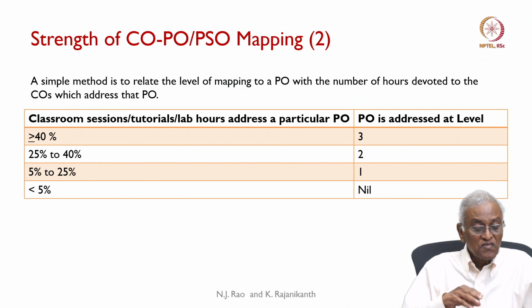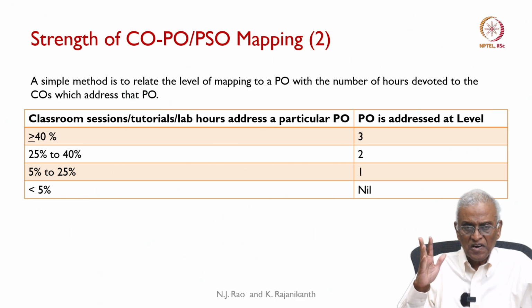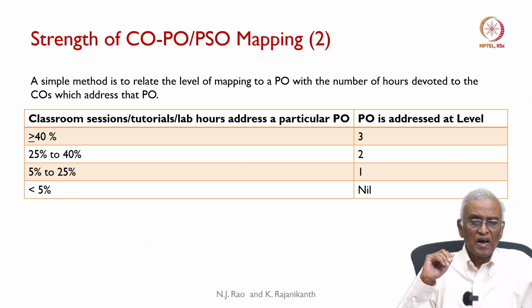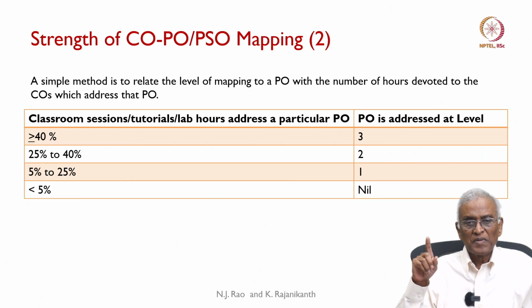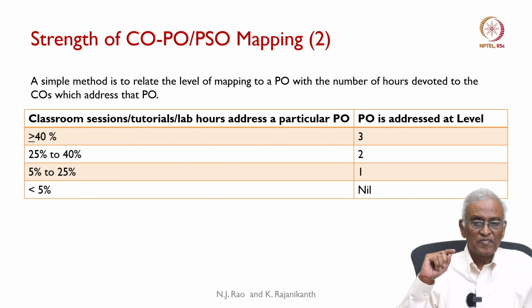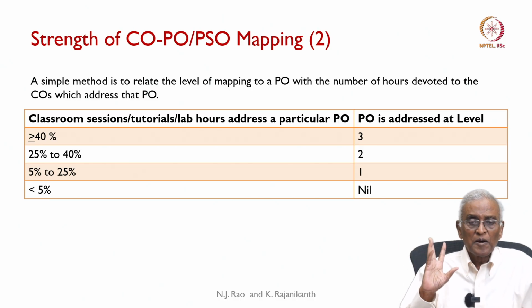We suggest anything greater than 40% of the number of hours. Let us say a 3-credit course has 45 hours of lecture, and if more than 40% of the lectures of various COs are addressing that particular PO, then I consider the mapping strength to be 3. That is the maximum. Now we can argue, why limit myself to 40, why not 35, why not 45, why not 50? Yes, it is arguable, but at the institute level you have to make a decision.